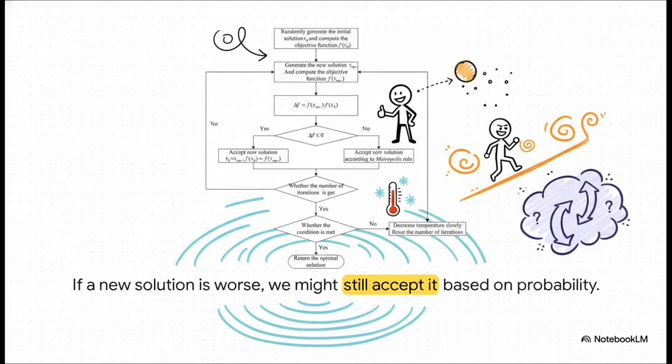Okay, take a look at this flowchart. It really lays out the logic. We start with some random solution. Then we look at a nearby one. Now here's the crucial part. If the new solution is better, great, we take it, no questions asked. But what if it's worse? This is where the magic happens. We don't just throw it away. Instead, we calculate a probability, and based on that probability, we might still take the worse move. This is our escape hatch from local optima. Then we just lower the temperature a tiny bit and do it all over again.